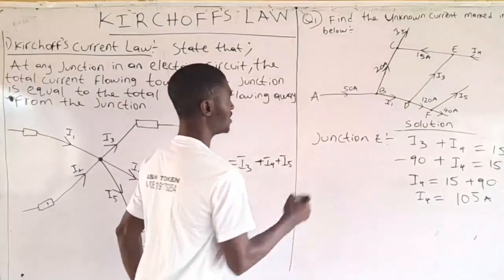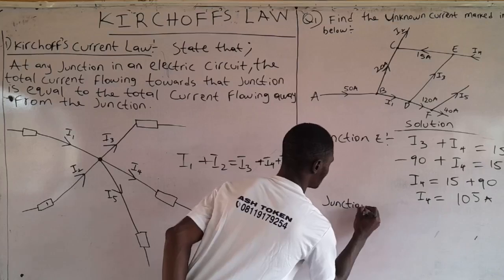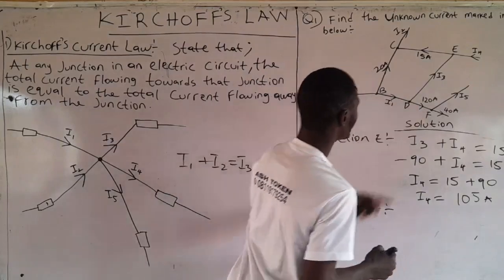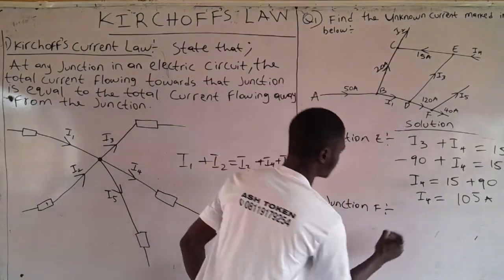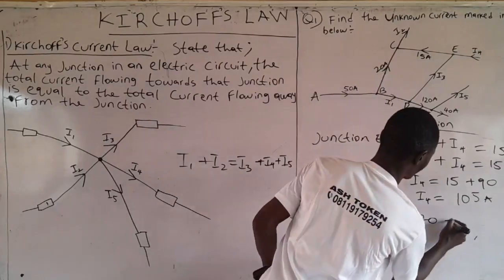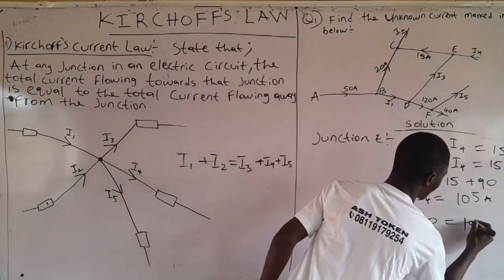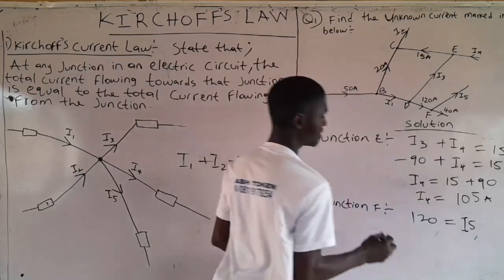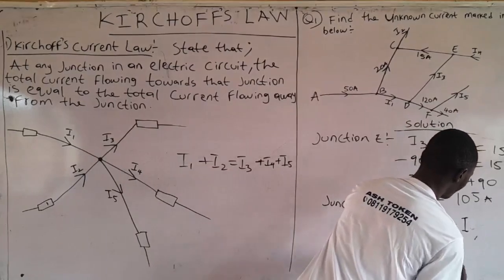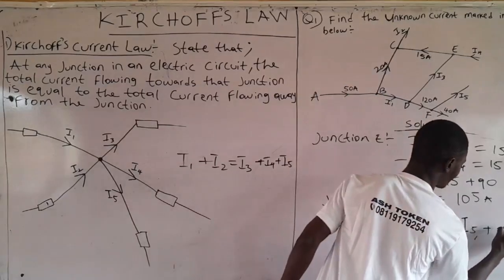Now, move on to junction F. For junction F, 120 amperes is entering the junction. No other current is entering the junction. Others are leaving. We have I5 leaving the junction, while 40 amperes is also leaving the junction.